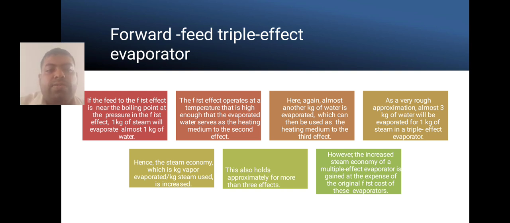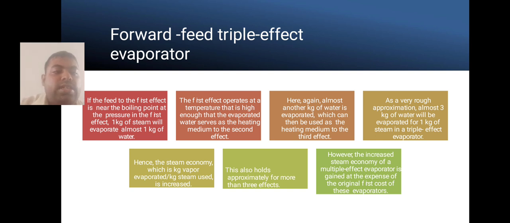If the feed to the first effect is near the boiling point at the pressure in the first effect, 1 kg of steam will evaporate almost 1 kg of water. The first effect operates at a temperature high enough that the evaporated water serves as the heating medium for the second effect. Here again, almost another kg of water is evaporated, which can then be used as the heating medium for the third effect. As a very rough approximation, almost 3 kg of water will be evaporated for 1 kg of steam in a triple effect evaporator. Hence, the steam economy, which is kg vapor evaporated per kg steam used, is increased. This also holds approximately for more than 3 effects.